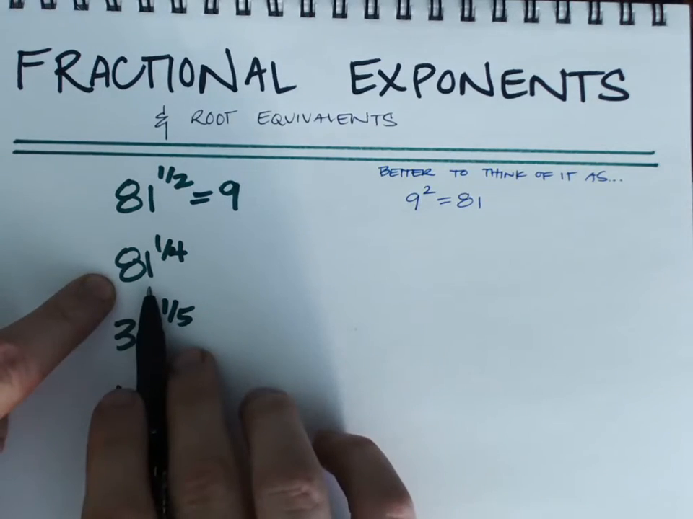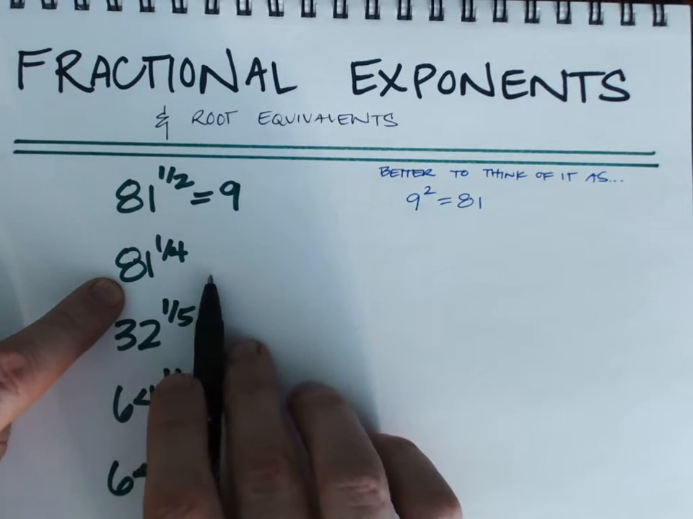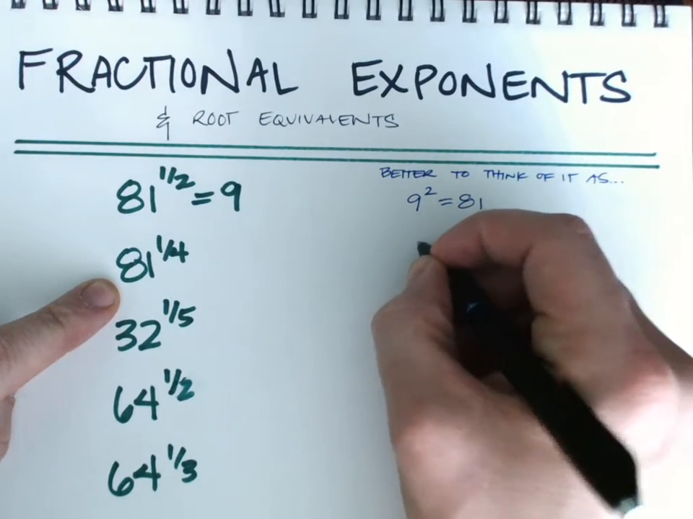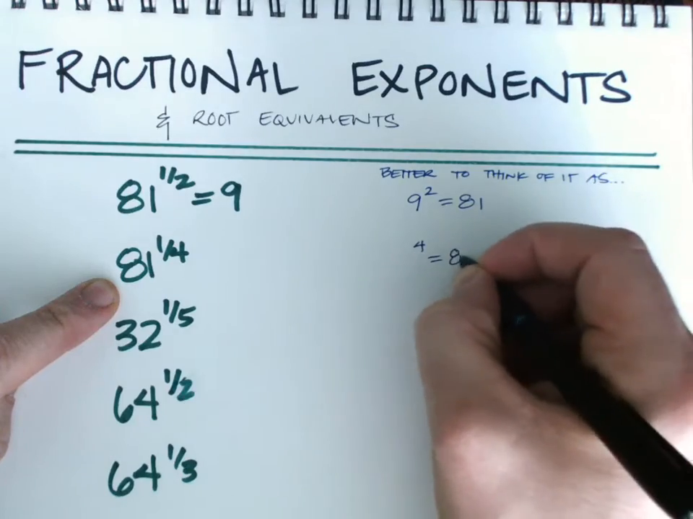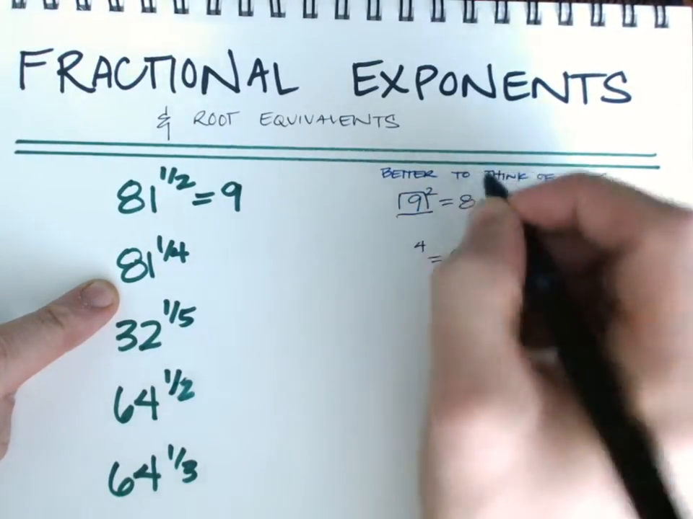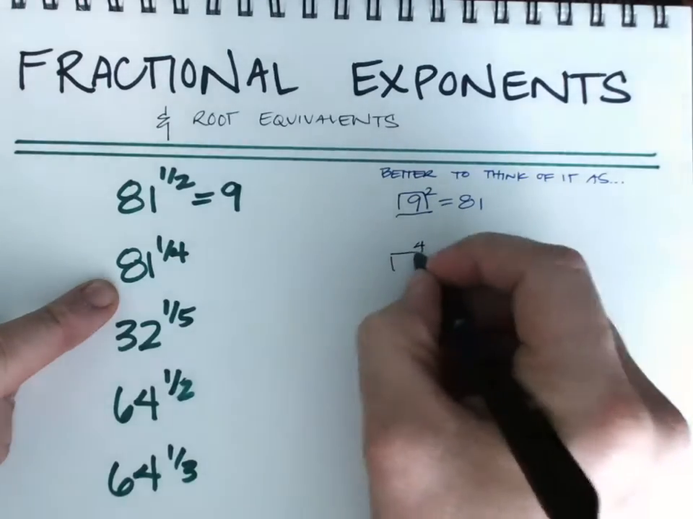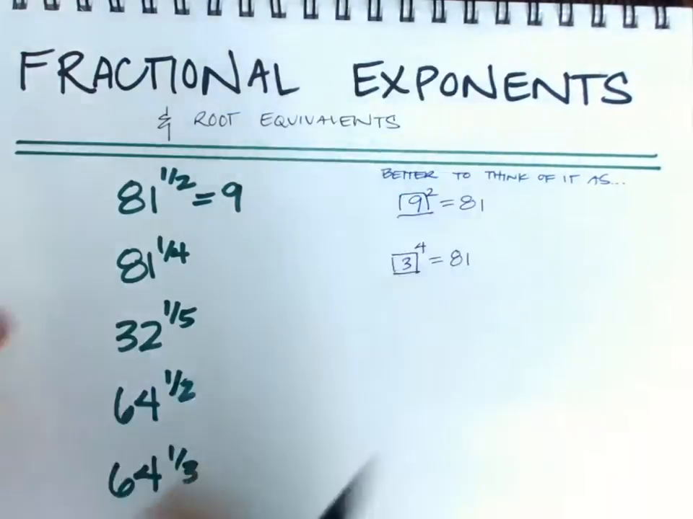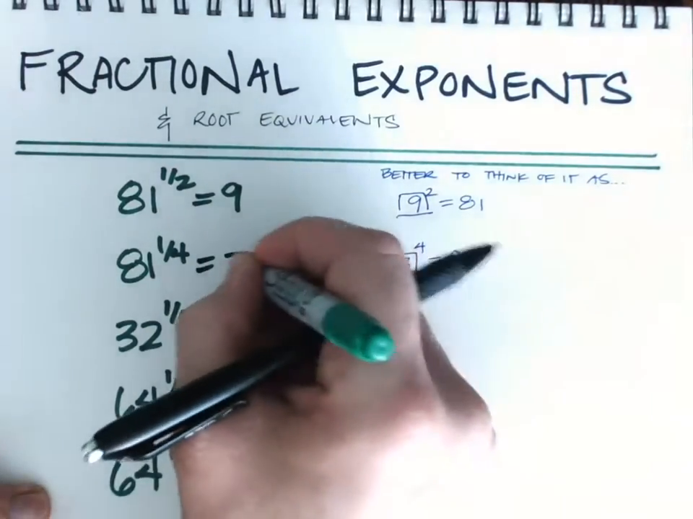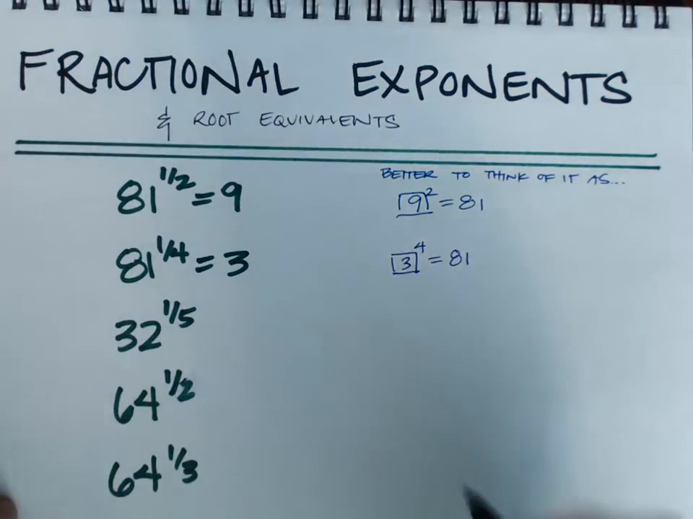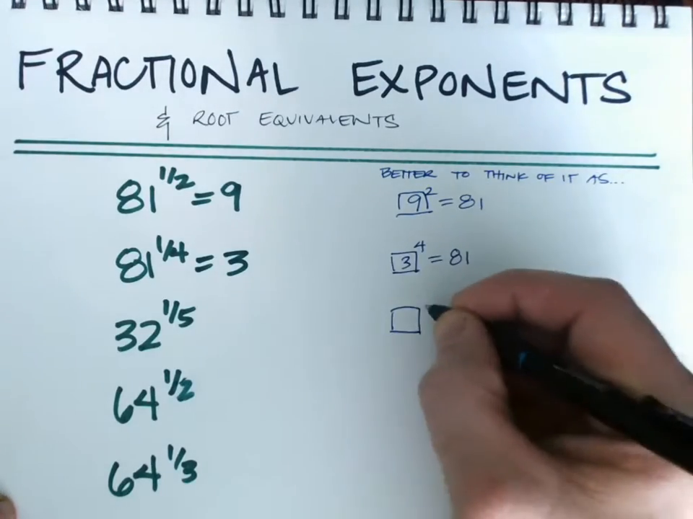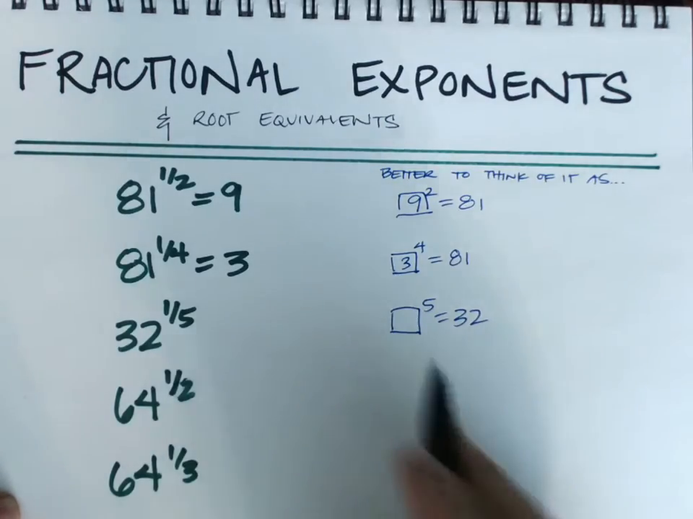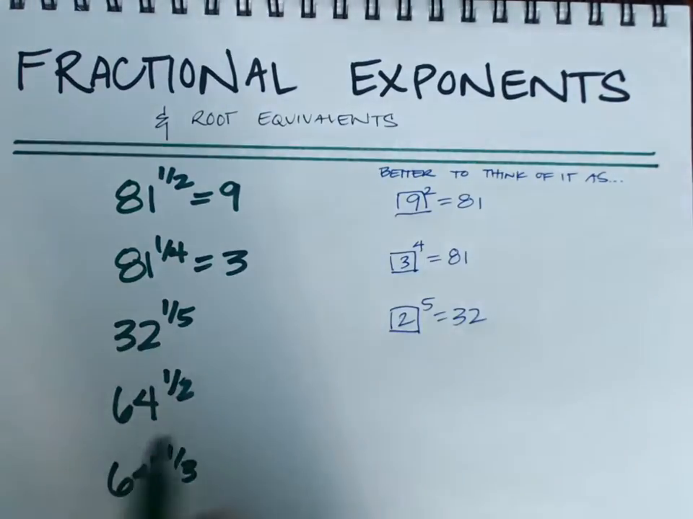And so in the next one here, 81 to the 1/4, what we're trying to do is think of what to the fourth power makes 81. So in the last one here was 9 squared. And then the question mark in this one is what to the fourth power makes 81, and that would be 3. So in this case, this is equal to 3. All right, and the next one, what to the fifth power makes 32? And after a little bit of time, you might come to the conclusion that that would be 2.